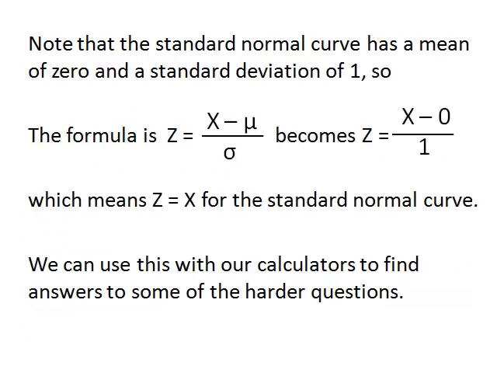When we take a standard normal curve, then it has a mean of 0 and a standard deviation of 1, and our formula simplifies considerably. Minus 0 for the mean, divided by 1, they both cancel out, and the Z value is the value of interest for the standard normal curve. And we can use that with the calculators to find answers to some of the harder questions.